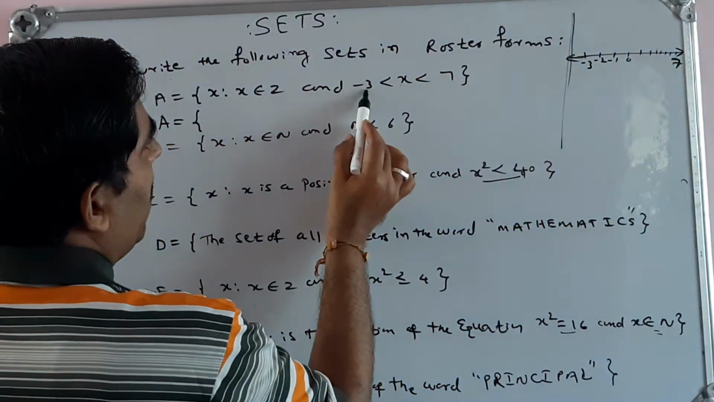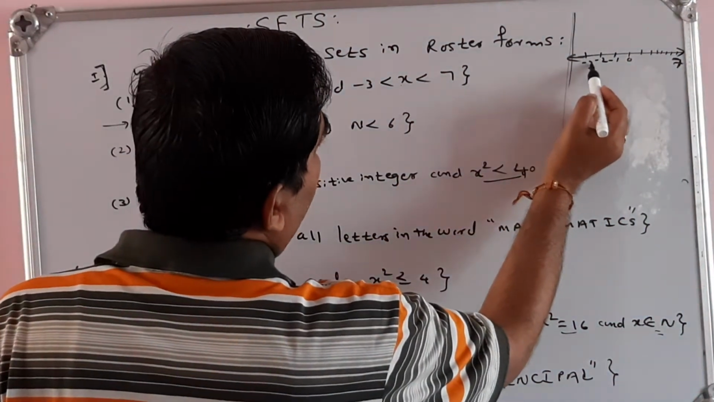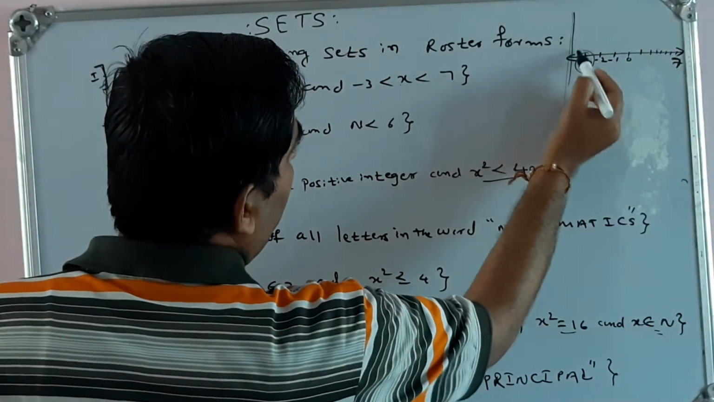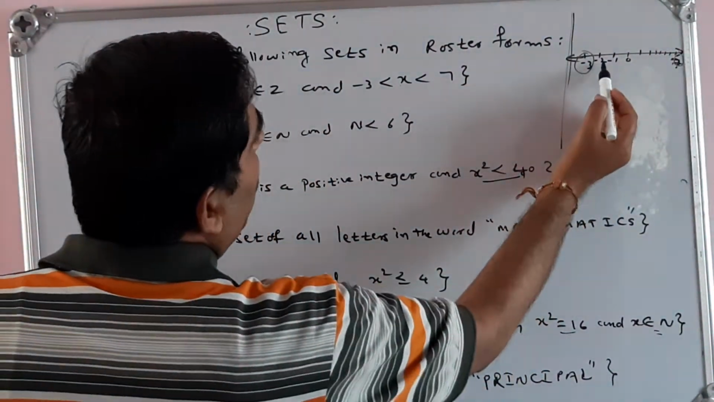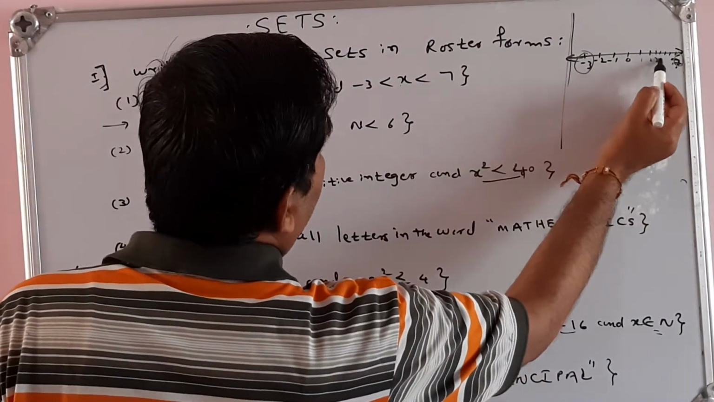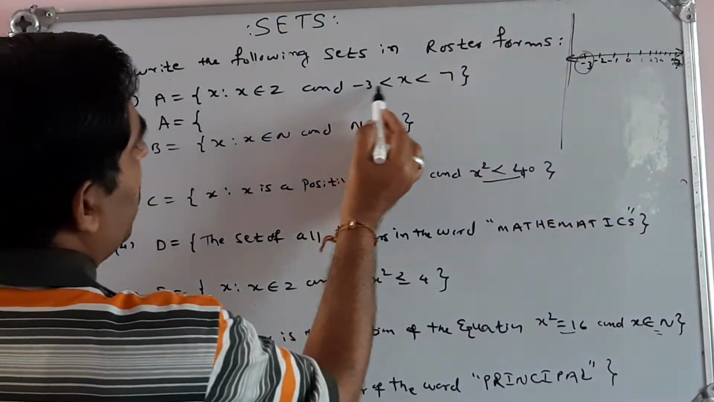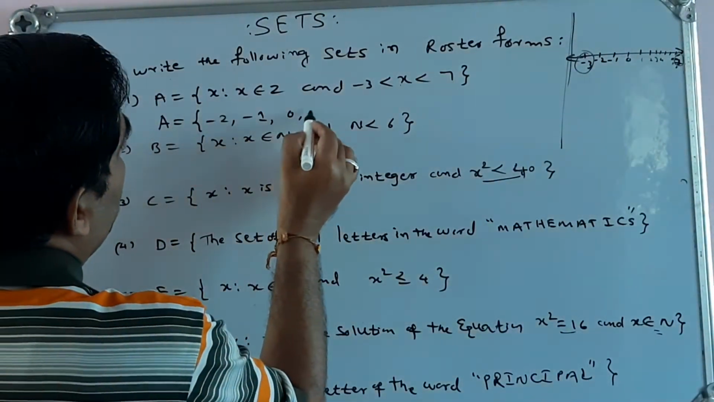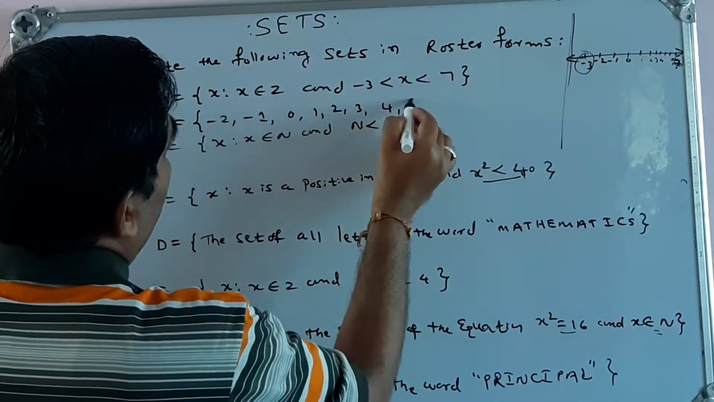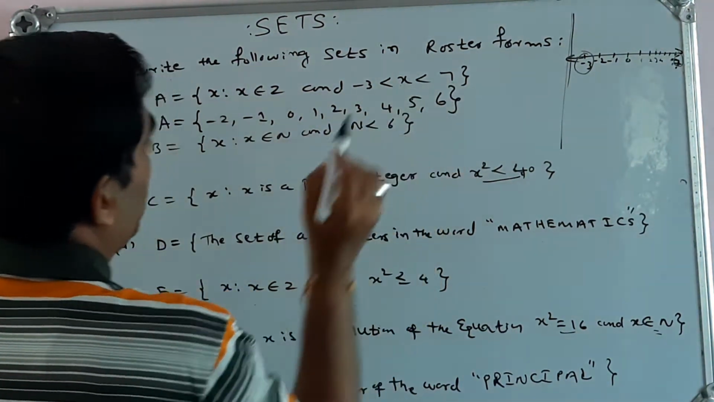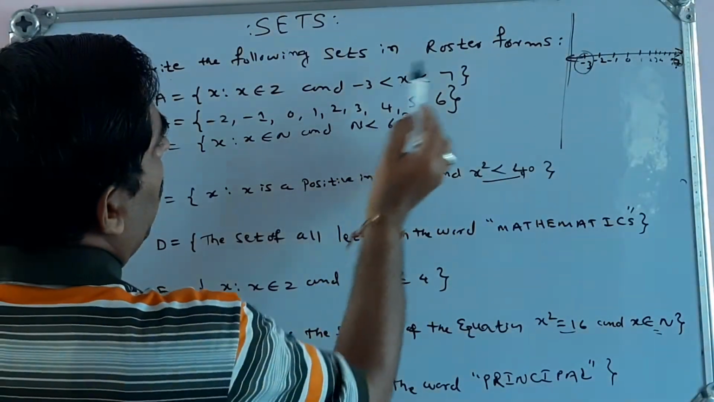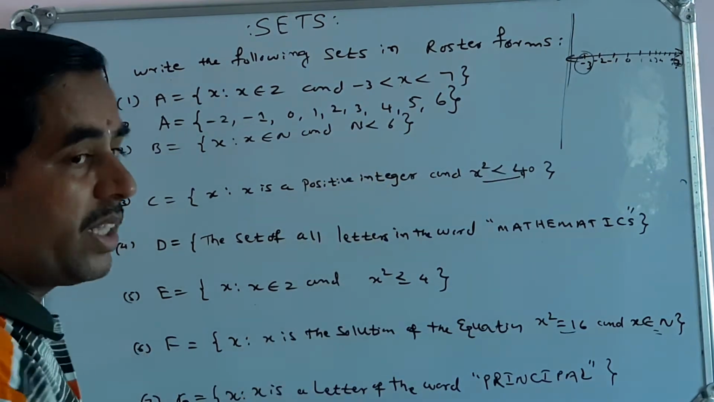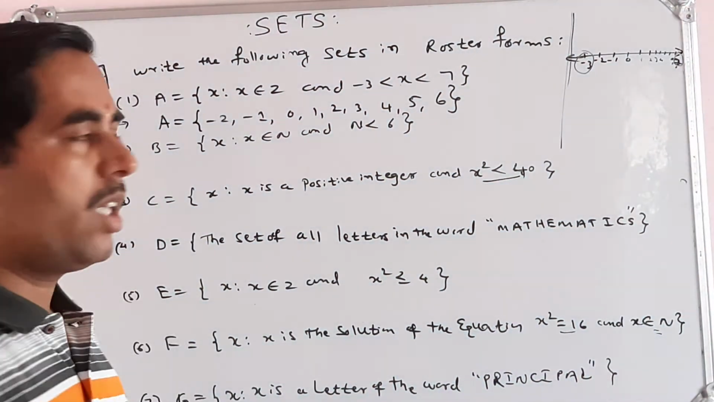See here, x is greater than minus 3 and less than 7. That means in between, what are the integers I will get? All the integers I have to list here. So what are the integers between minus 3 and 7? Between minus 3 and 7, I have got minus 2, minus 1, 0, 1, 2, 3, 4, 5. Less than 7, that is 6. So this is roster form, and the same set can be written like this also. That is called rule method. So in this way we can convert one method into another method.